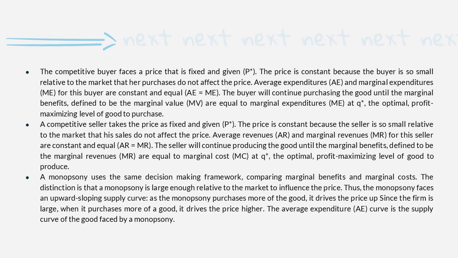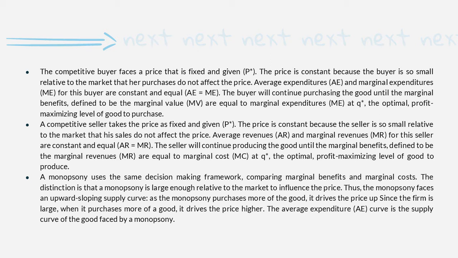The competitive buyer faces a price that is fixed and given. The price is constant because the buyer is so small relative to the market that her purchases do not affect the price. Average expenditure and marginal expenditure for this buyer are constant and equal. The buyer will continue purchasing the good until the marginal benefit, defined to be the marginal value, is equal to marginal expenditure, the optimal profit maximizing level of good to purchase.